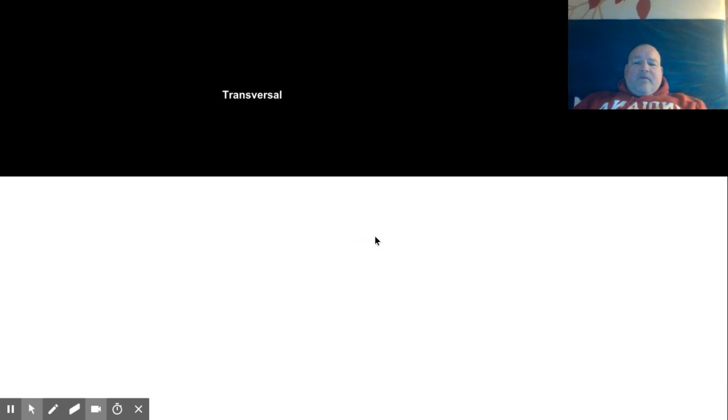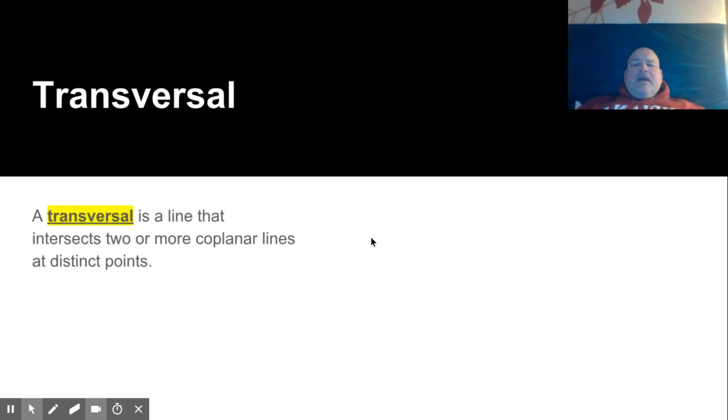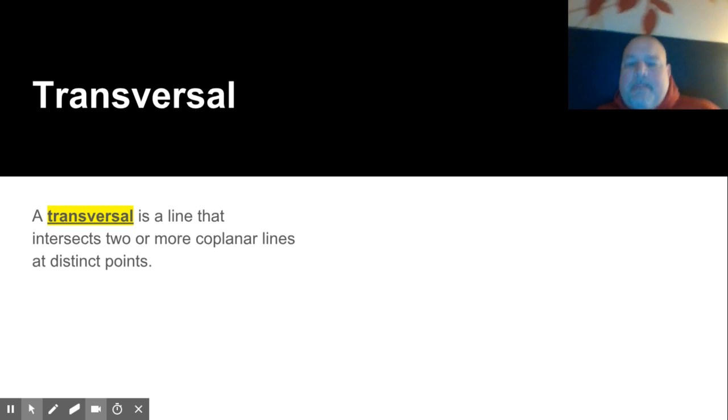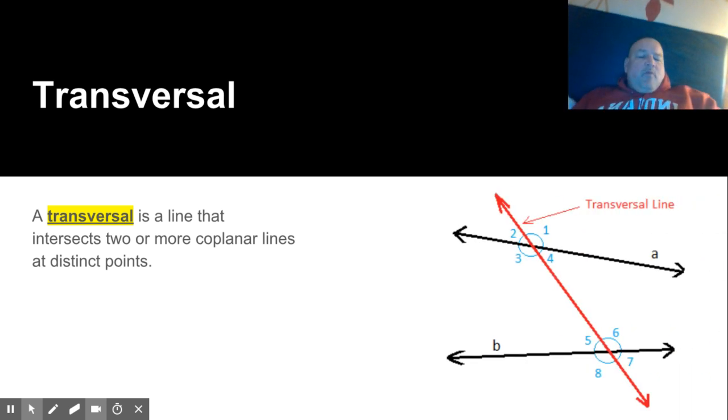Let's talk transversal. The definition of transversal is this: a line that intersects two or more coplanar lines at distinct points, such as this. Notice that A and B are coplanar because they're in the same plane. The transversal line would be the red line. We put numbers here to indicate the angles. Those are not the degrees. It's not how big the angles are. They're just a way for us to identify the angles.